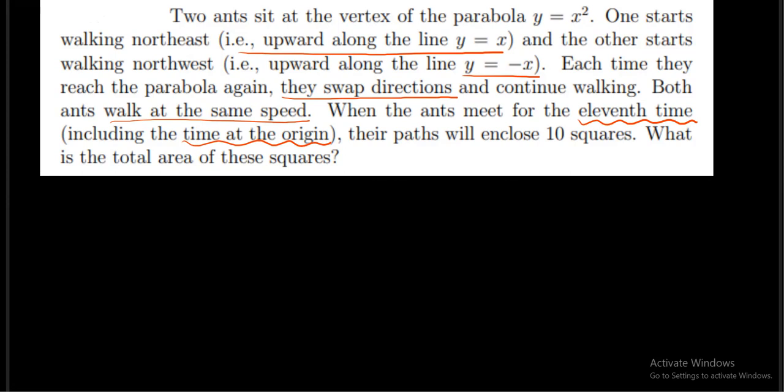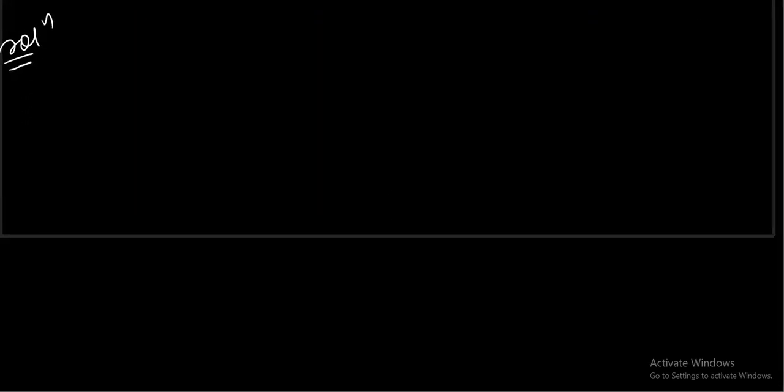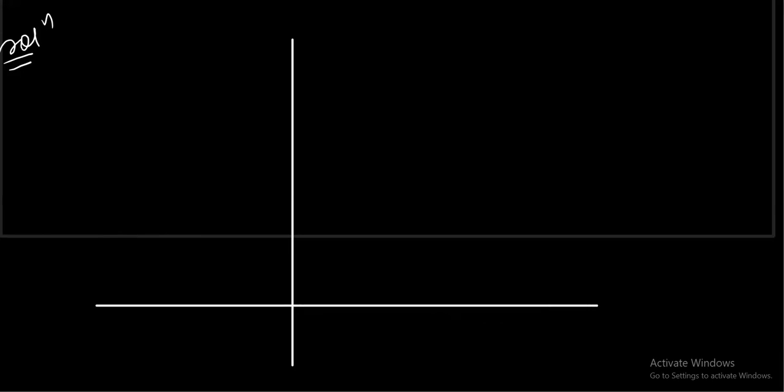Okay, so first of all, let us start by reading the question once again and interpreting it. They are saying that two ants sit at the vertex of the parabola y equals x squared. So first of all, I'm just constructing the parabola y equals x squared. So we have drawn the coordinate axes. And now I'm going to trace the parabola y equals x squared. So y equals x squared is this kind of parabola that we have, right? Two ants are sitting at the origin. Two ants sitting at the vertex of the parabola means the origin.